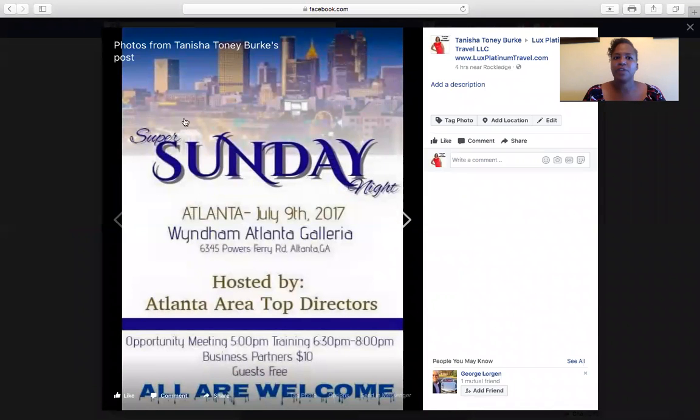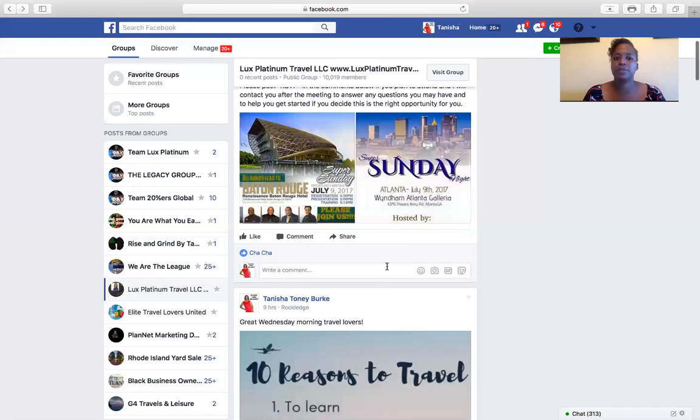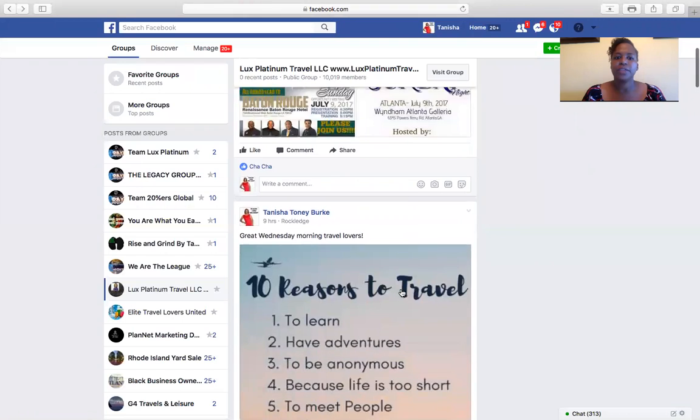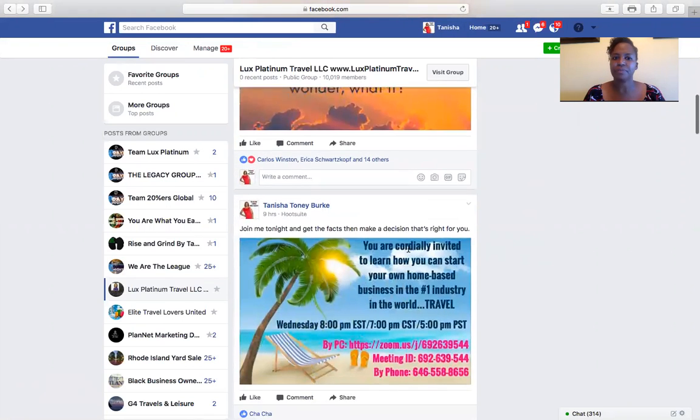Same thing with this flyer here. Notice there's no names of any other company. So this is okay to post in your travel group. The other things you want to post in your travel group are just travel quotes, positive things, anything that has to do with travel. So here you see I have just 10 reasons why someone should travel.